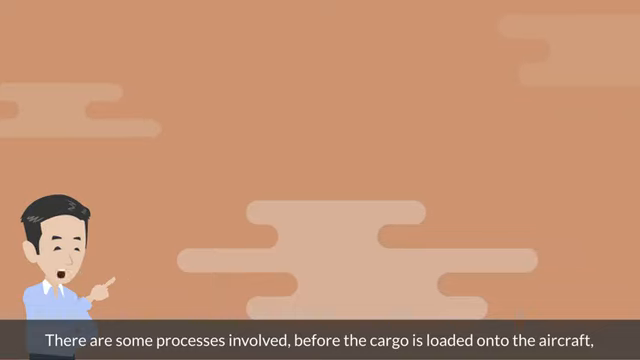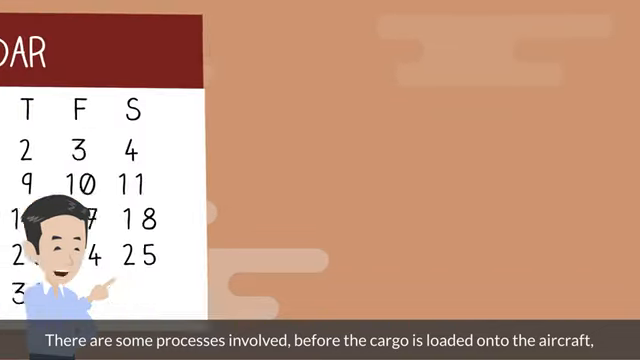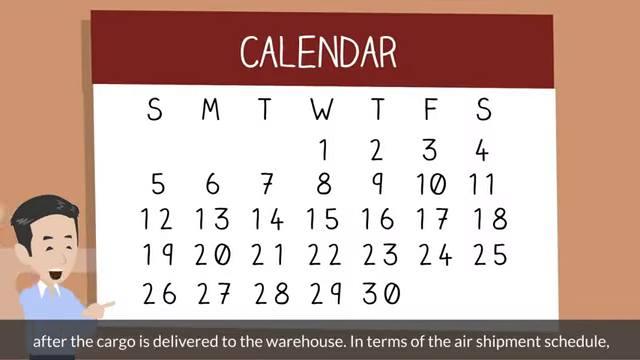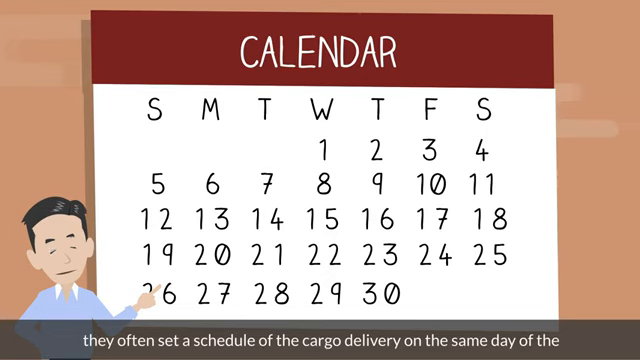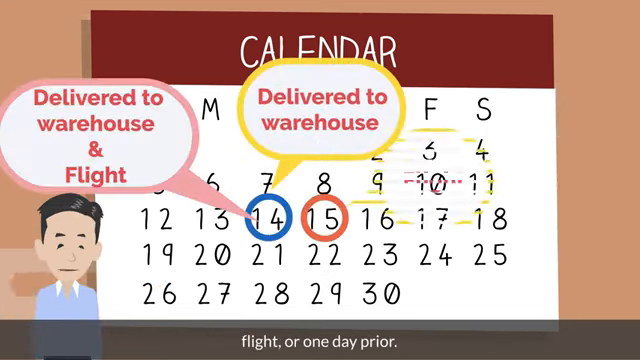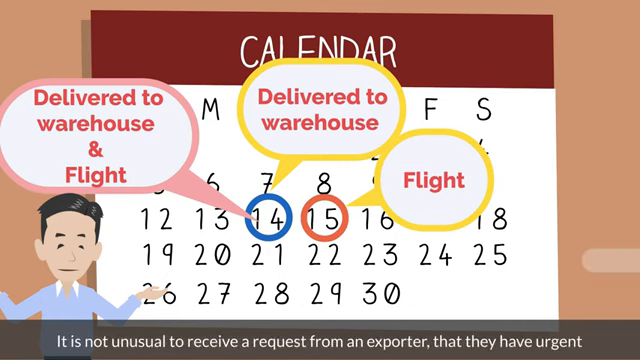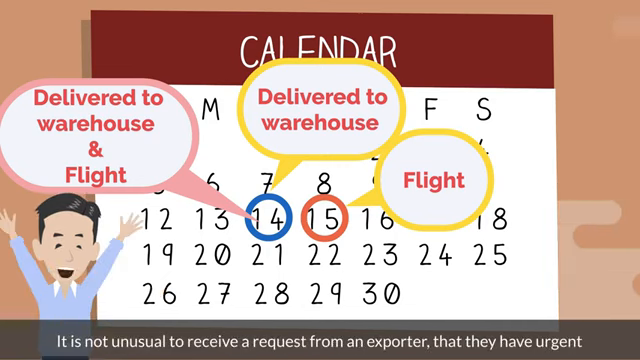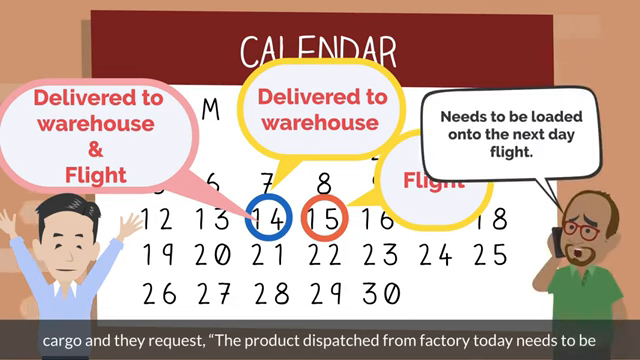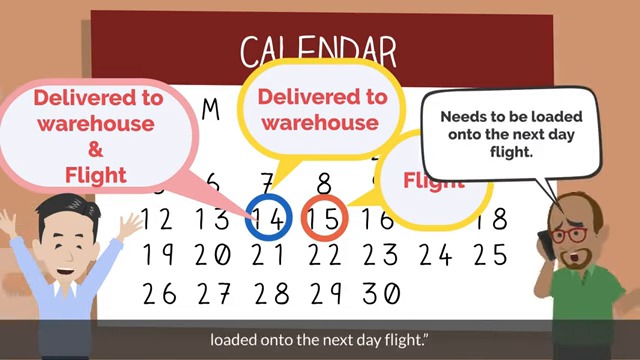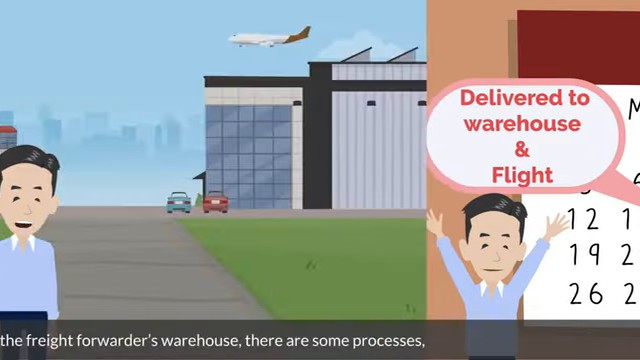There are some processes involved before the cargo is loaded onto the aircraft, after the cargo is delivered to the warehouse. In terms of the air shipment schedule, they often set a schedule of the cargo delivery on the same day of the flight, or one day prior. It is not unusual to receive a request from an exporter that they have urgent cargo and they request, the product dispatched from factory today needs to be loaded onto the next day flight.